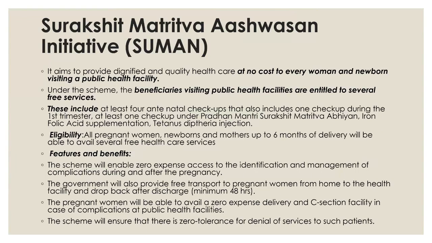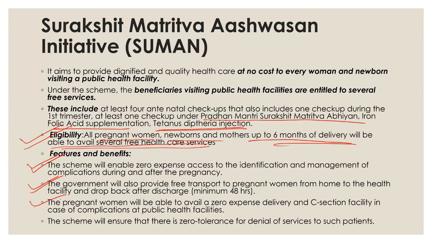So the Pradhan Mantri Surakshit Matritva Abhiyan will provide iron folic acid supplementation, a tetanus diphtheria injection, and so on. Eligibility: all pregnant women and newborns up to 6 months will be able to avail free health services. Zero expenses, obviously, right? In these schemes, free transport is provided to pregnant women from home to the healthcare facility and drop after discharge. Pregnant women will also be able to avail zero expense C-section facility in case of complications at public health facilities. The scheme will also ensure zero tolerance for denial of services to such patients.